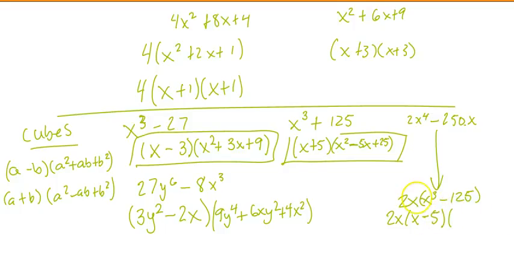And now, follow my pattern. I need a squared, my first term squared. So that's x squared. Then opposite sign, 5 times x. And then plus 5 times what gives me 125? 25. Okay? And that's sums and differences of cubes.